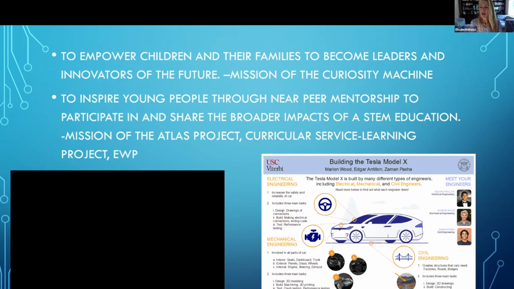This is the mission of the Curiosity Machine. Are people aware of this wonderful organization, the Curiosity Machine? This can be a good resource for you. Their mission is to empower children and their families. I like that they engage the whole family to become leaders and innovators of the future. So what they're trying to do is really empower people to participate in and create technology. And this is the mission of the Service Learning Project that I have going in my own Writing 340 curriculum. I've shared a couple of the outputs here.